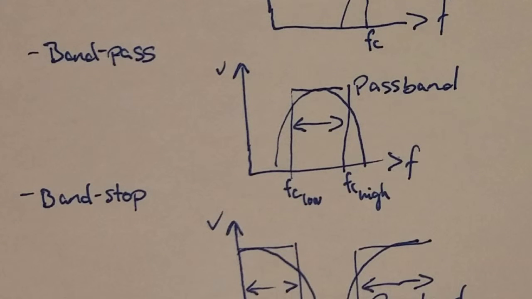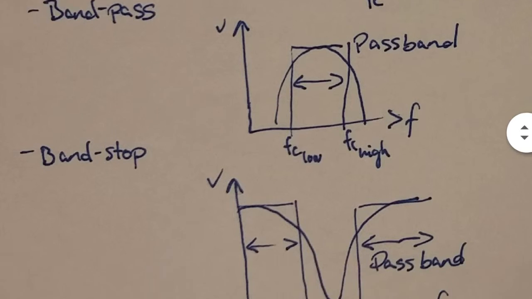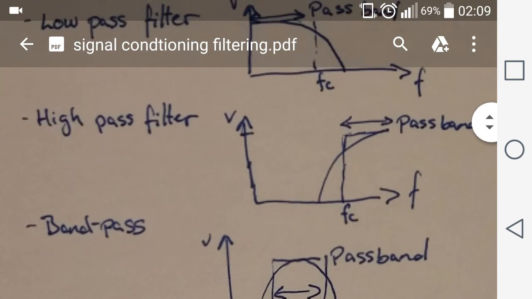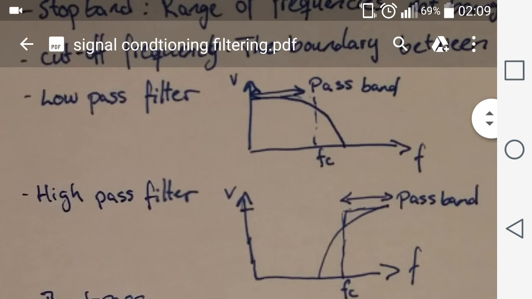Also, we have the bandpass filter, where all frequencies below and above the passband or the cutoff frequencies are cut off, and the frequency in the middle is allowed to continue. And then we also have the band stop filter, where all frequencies below and above the cutoff frequencies are allowed to continue. And these you can see on the graphs here. The graphs show you the voltage with respect to the frequency.